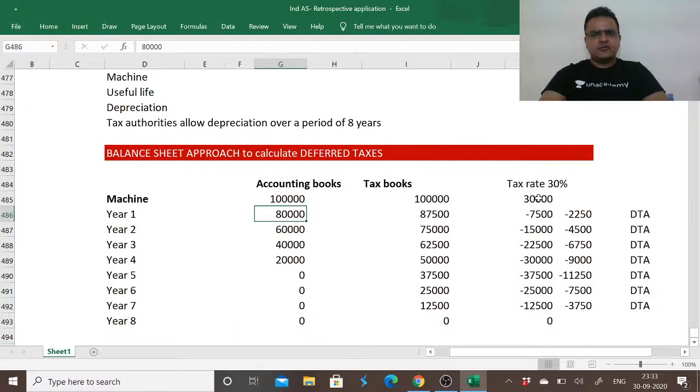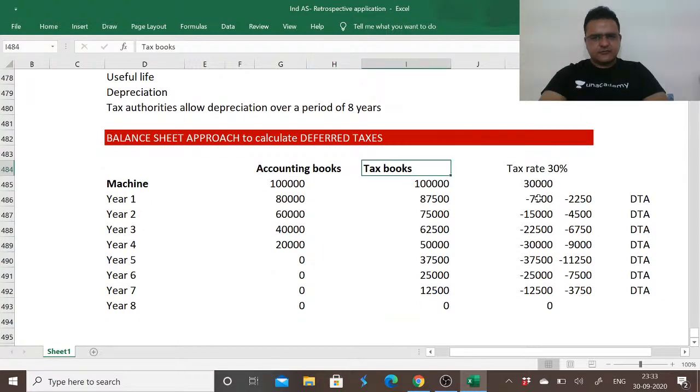So we charge depreciation over a period of 5 years, but tax authorities allowed depreciation differently. So this was a deductible temporary difference: not allowed deduction today, but will be allowed deduction in future. So we were not allowed full deduction. You were allowed a deduction of only 12,500. We expected a deduction of 20,000. So there was a difference of 7,500.